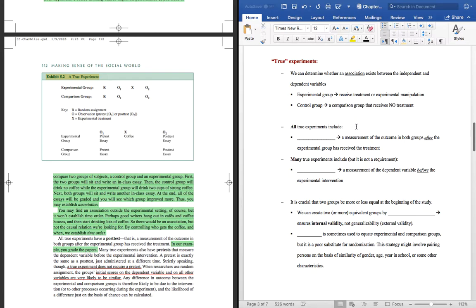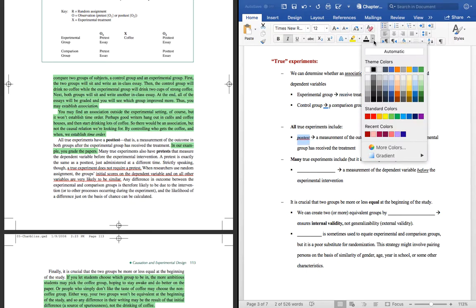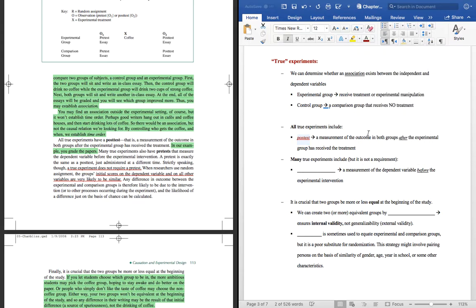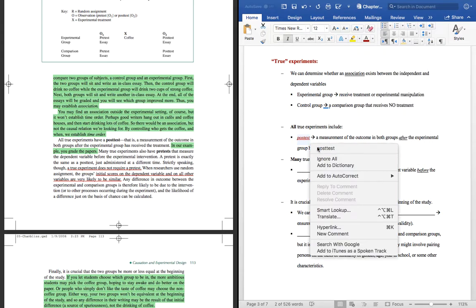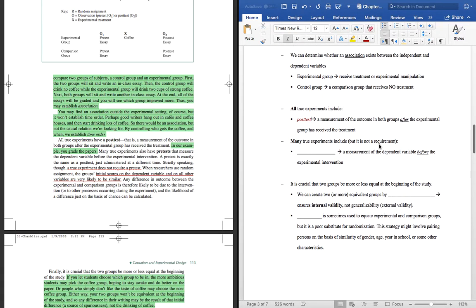All true experiments, which you will read through the article talking about post-test and pre-test, include a post-test measurement. Post-test measurement refers to measuring the outcome after the treatment was established. So a measurement of the outcome in both groups, both the control and the experimental group, after the experimental group has received the treatment.